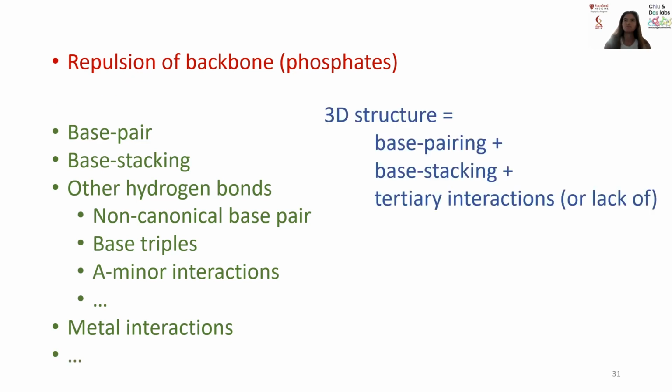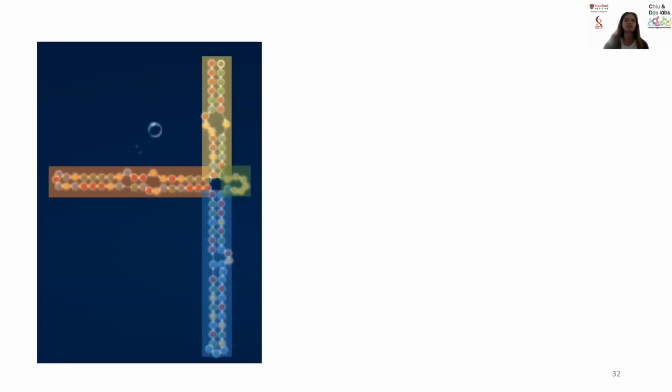So thinking about this, we can think about 3D structure, in a not precise way but in a nice way, as the addition of 3 things. First, base pairing. Then we have base stacking. And finally, we have other tertiary interactions, or the lack thereof, in which case the repulsion would take over.